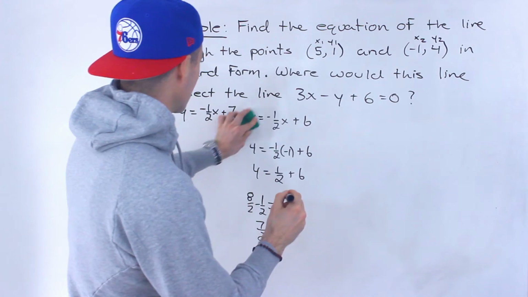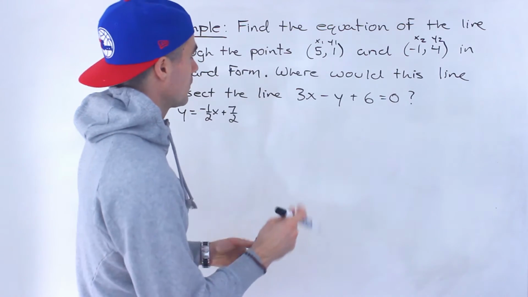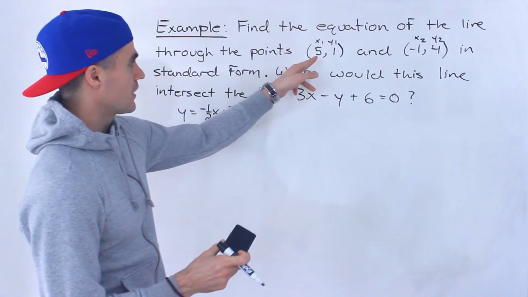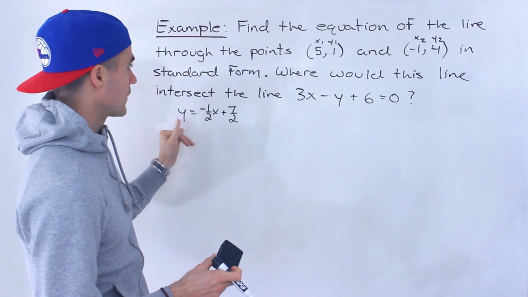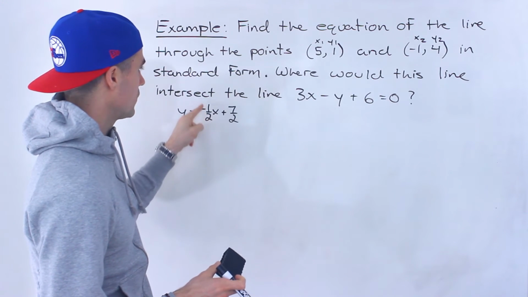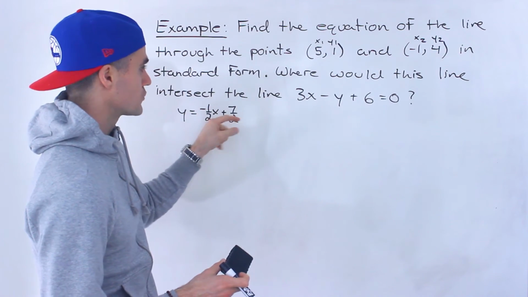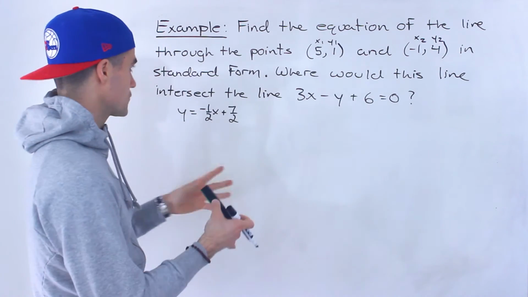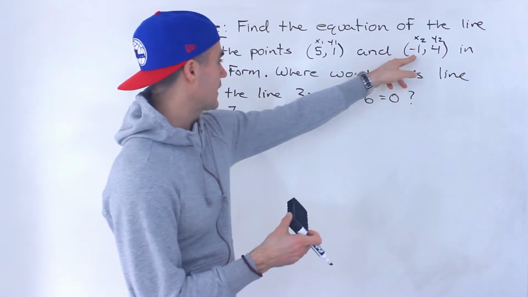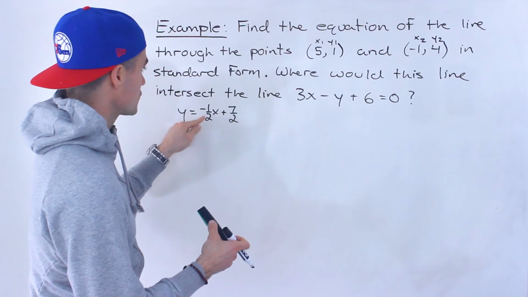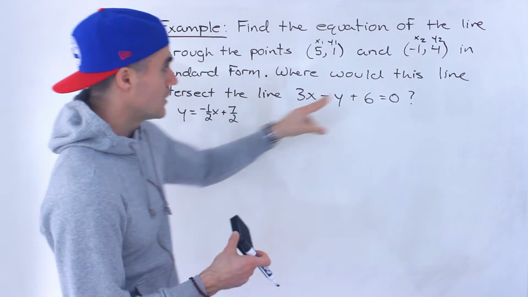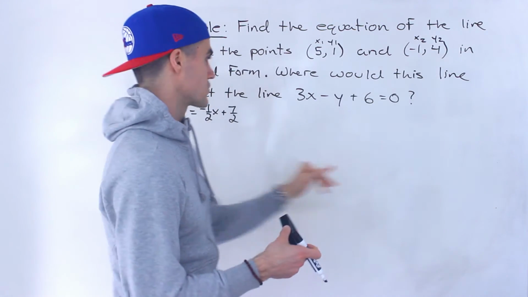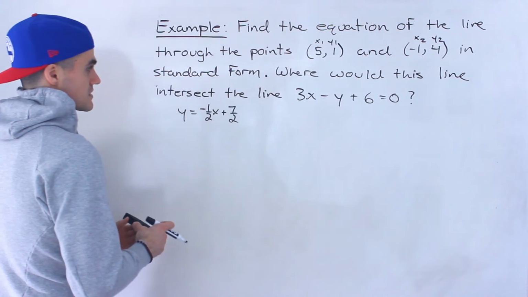Before proceeding further, you could do a check over here. We can plug in 5, for example, for x, and make sure that we get a corresponding y value of 1, which we would. We'd have -5/2 plus 7/2, which would give us +2/2, which would give us 1. And then we could plug in -1 over here. So -1/2 times -1 is +1/2, plus 7/2 would give us 8/2, which would indeed give us 4. So we could be pretty confident this is the correct equation.